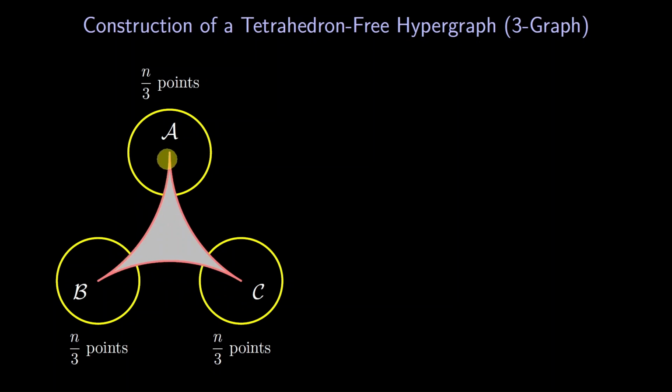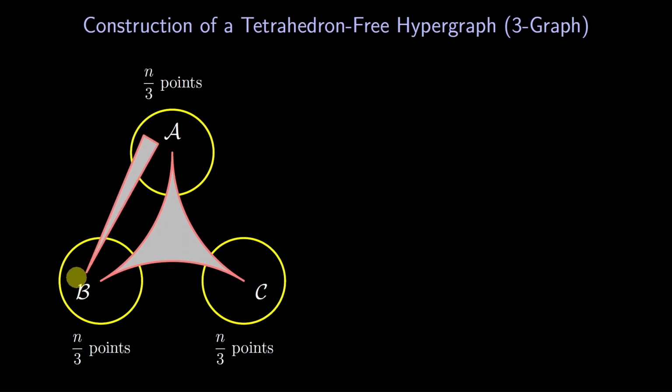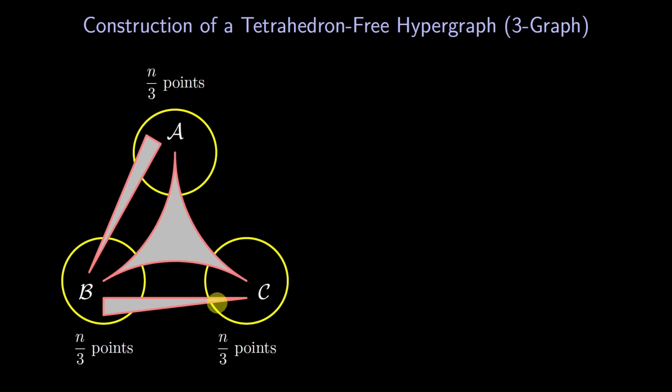But those aren't the only edges we'll add. For every 2 points in A and every 1 point in B, we'll create an edge on that triple of points. I've drawn one such edge. We'll do the same for every 2 points in B and 1 point in C. Finally, we'll do the same for every 2 points in C and 1 point in A.